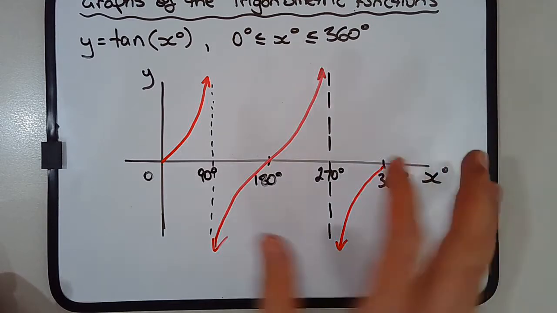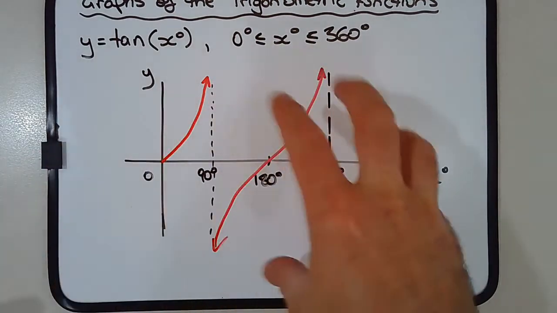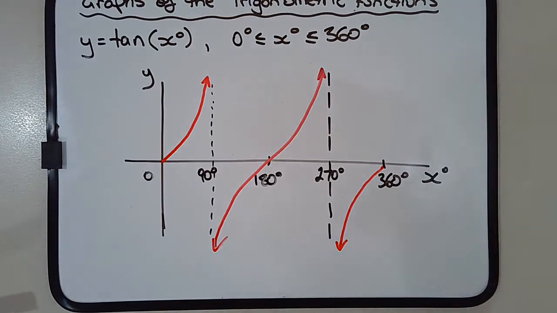In fact, it's periodic. That's why we call it a periodic function, the same thing with sine and cos, because it just repeats itself every so many degrees. It repeats itself, the same thing over and over again.